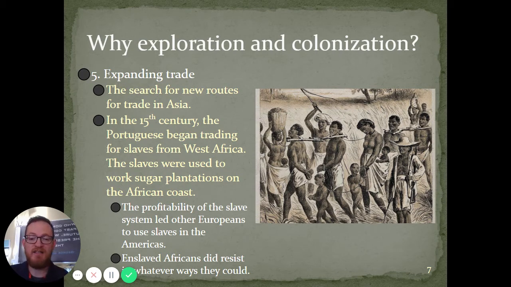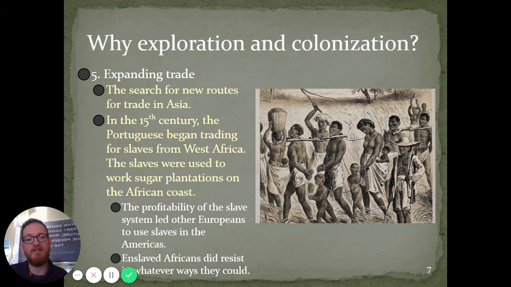You will see in the 15th century is when you start to have the beginning of the slave trade. The Portuguese would start trading for slaves in West Africa, and usually these slaves would be used to work sugar plantations on the African coast. Of course, eventually we know that the slave trade would go on to incorporate North and South America, moving those slaves there. And because of the profitability that the Portuguese had in that area, that is what led other countries to look to do the same, because all these countries had interacted with Africa in some way.